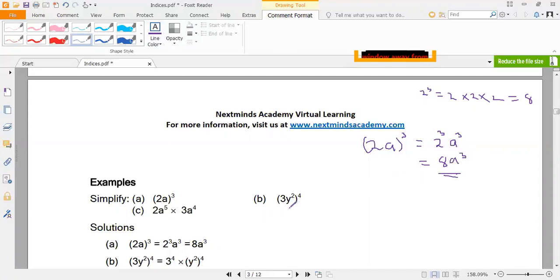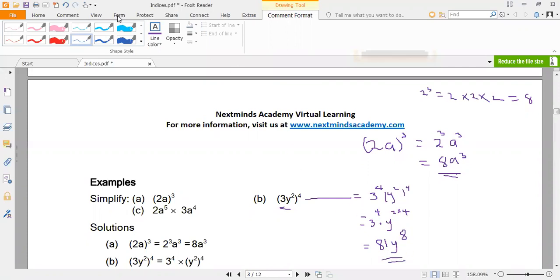If you look at part B here, which is 3y squared all to the power 4, the 4 is shared by the 3 and the y squared, so we shall end up having 3 to the power 4, then y squared, which will also take on the power 4. So finally, we shall end up with 3 power 4 multiplied by y squared to the power 4, which is the same as y to the power 2 times 4, because this time it is the bracket which we have to remove. You can go ahead and calculate 3 power 4, which will give you 81, then y to the power of 8.